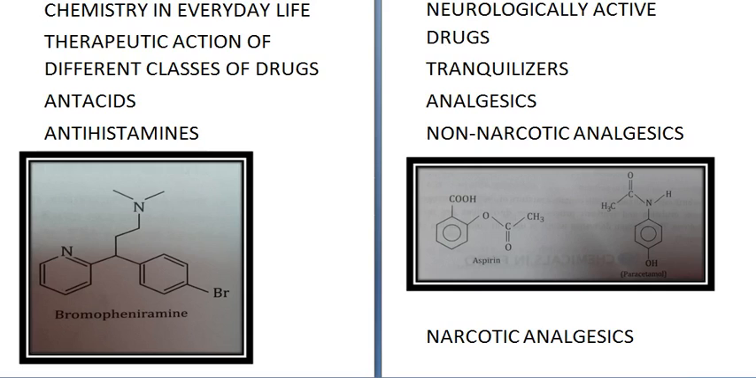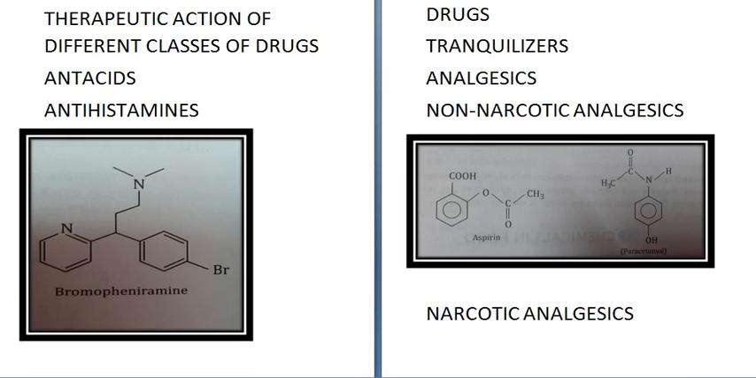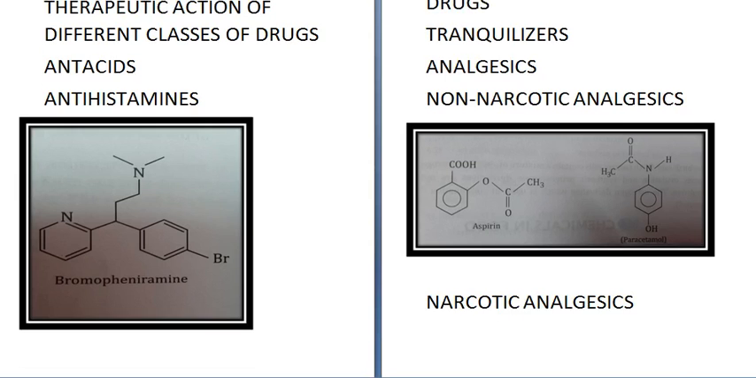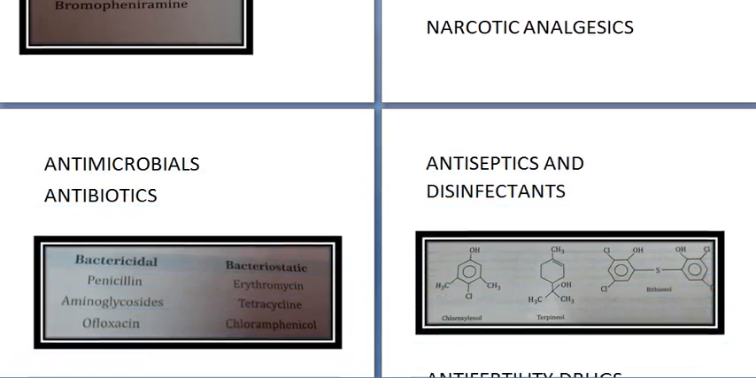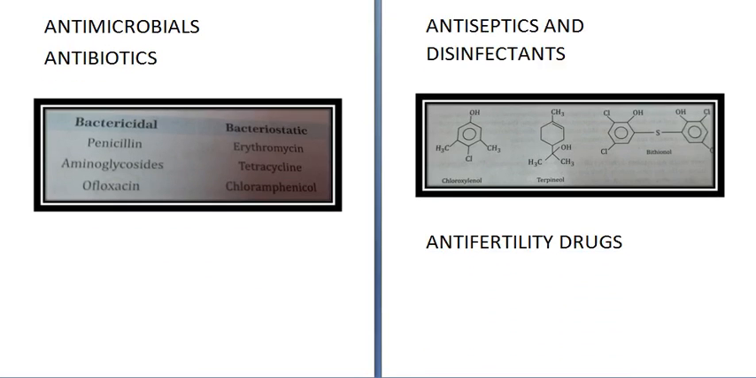Now next is antimicrobial. These are the substances that kill the microbes or prevent growth of microbes. In this, the first category is antibiotics. Antibiotic is a substance produced by microorganisms, but it is antagonistic to the growth of other microorganisms.